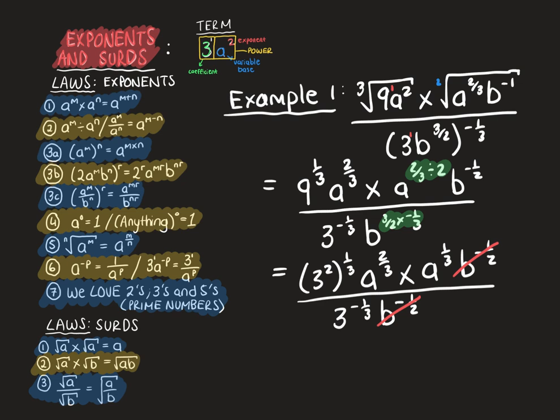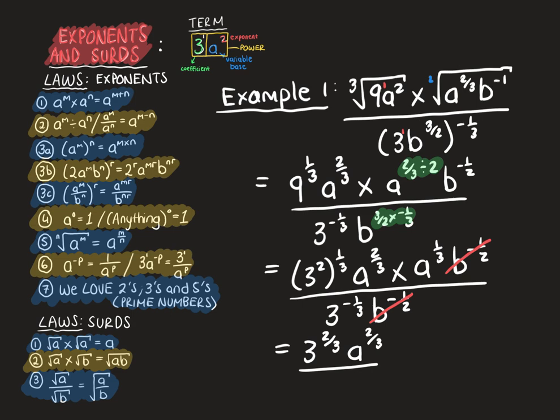The next thing that I would look at doing is simplifying my bracket. So 3 squared. Now I'm applying law 3a. Anything to a power to the power of an exponent, you times the exponents. So that's 3 to the 2 over 3, a to the 2 over 3, times, forgot about this times, come on, times a to the third, all over 3 to the minus a third.